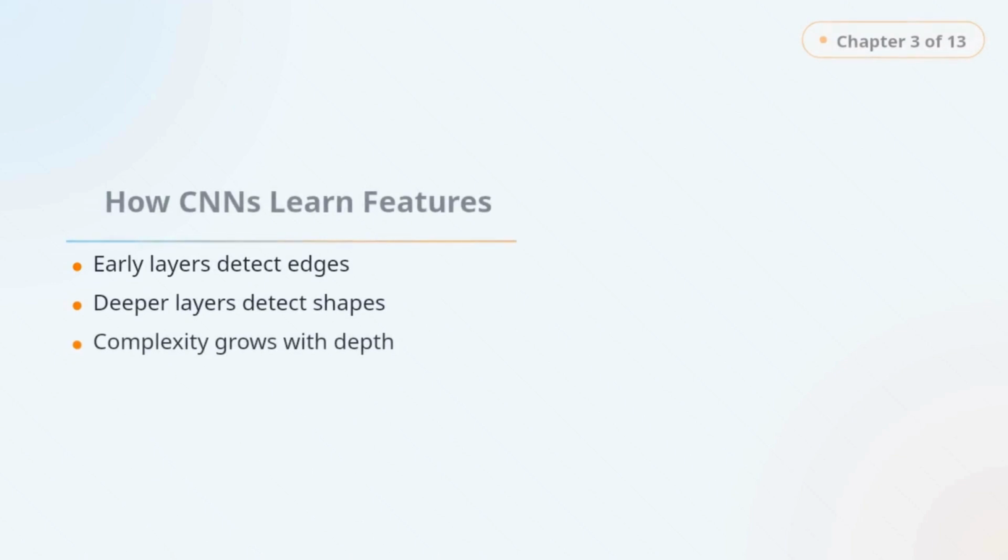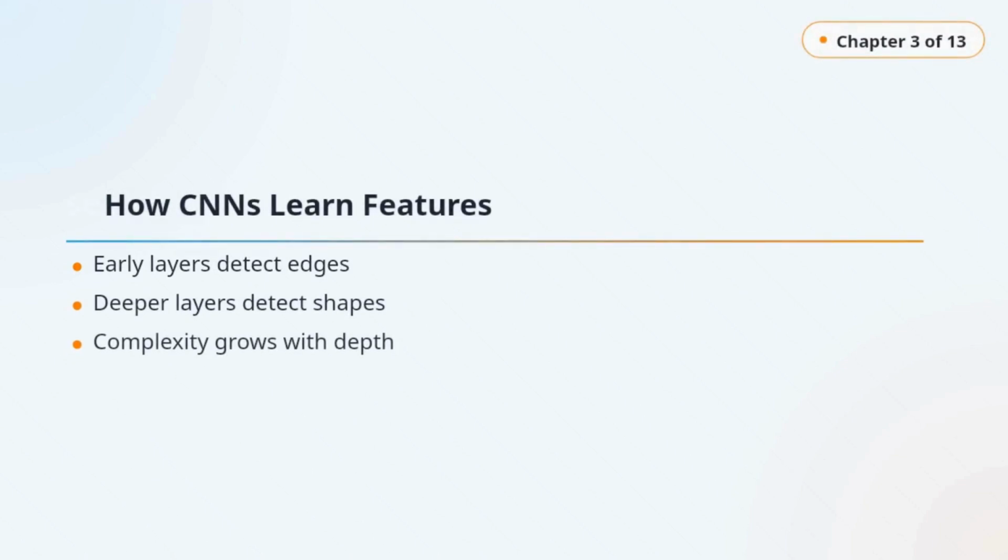CNNs learn in stages. The earlier layers usually detect very basic features like edges, corners, and color transitions. As the image moves deeper through the network, the model starts combining these simple patterns into larger shapes and more meaningful structures. So deeper CNNs can understand more complex visual information.